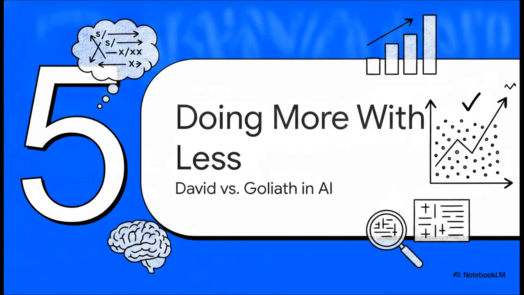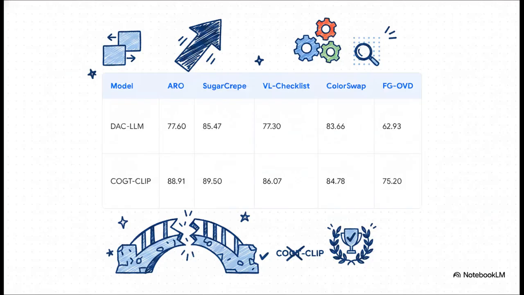All right, Section 5, doing more with less. A real David versus Goliath scenario in AI training. So the theory is elegant, but does it actually yield better results? Well, across 5 major compositional benchmarks, testing things like swapping objects, changing colors, and even fine-grained object detection, the COGT model absolutely crushes the competition.